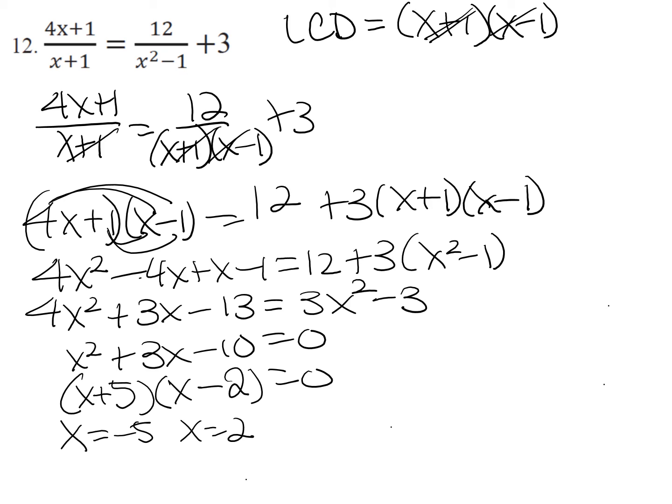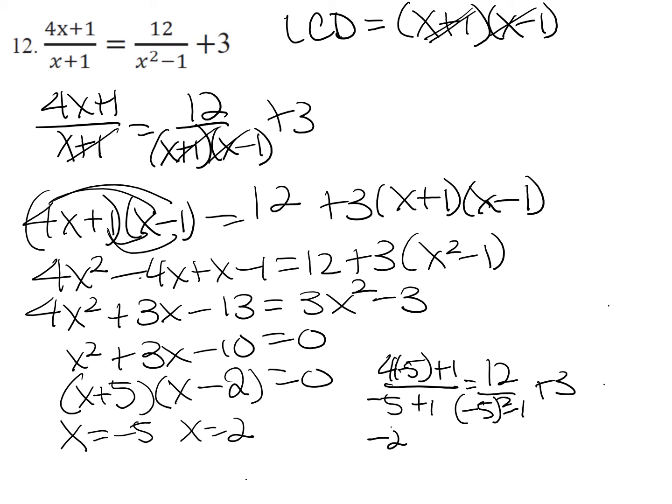But I should check those in my original. So if I do that, I'd have 4 times negative 5 plus 1 over negative 5 plus 1 equals 12 over negative 5 squared minus 1 plus 3. That would be negative 20 plus 1 over negative 4 equals 12 over 25 minus 1 plus 3. Ugh, I'm not loving this at all. That's going to be negative 19 over negative 4.